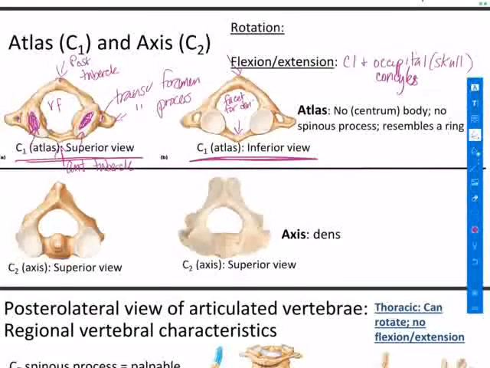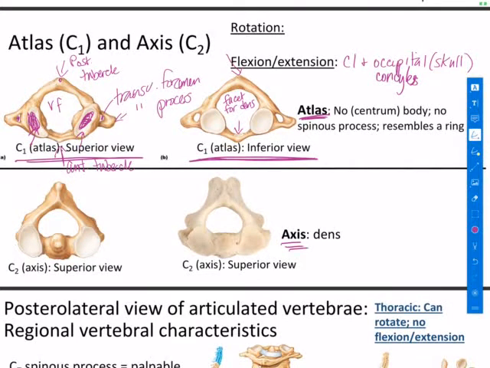Okay, so I'm going to have to tell you what the dens is, and that brings us to C2. Another name for C2 is axis. By the way, the reason that they called C1 atlas is because it's similar to the myth of Atlas, the strong man who held up the world, but in this analogy, the skull is the world. And one other thing to note is that the atlas, being ring-shaped, has no vertebral body. There's no centrum. So that's really what makes it stand out and easy to identify as C1.